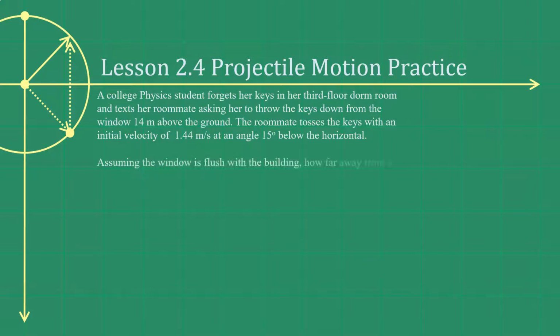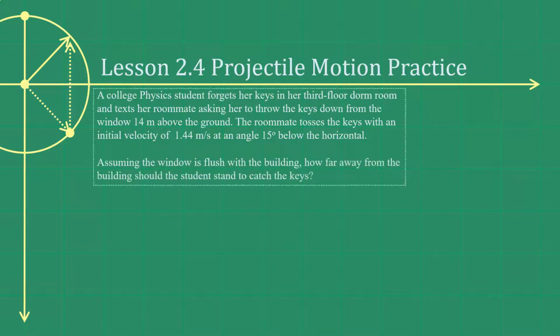What are we trying to find here? Assuming the window is flush with the building, so the window is at the same distance from our physics student as the building is, how far away from the building should the student stand to catch the keys? This is an x displacement question. How far away from the building is she going to stand?